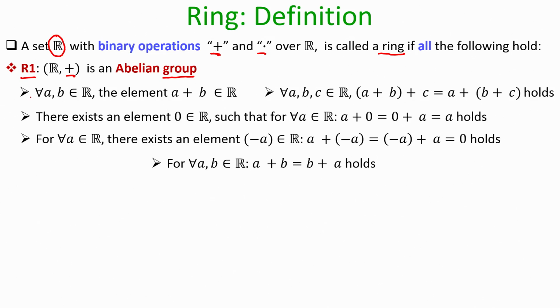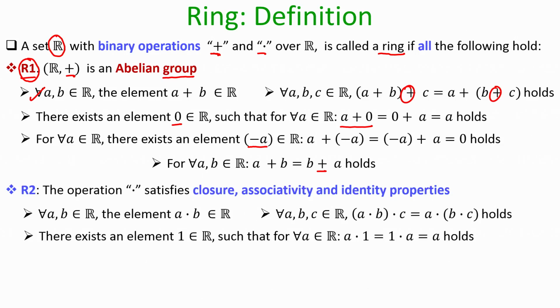We need the closure property, we need the plus operation to be associative, we require the presence of some special identity element which we denote by this 0, such that if you perform the plus operation with the element A, you should get back the element A for every element A from the set R. We need the presence of additive inverse and we need the operation plus to be commutative. Okay. So, this is the first requirement from the set R and the operation plus, namely it has to satisfy the properties of an abelian group.